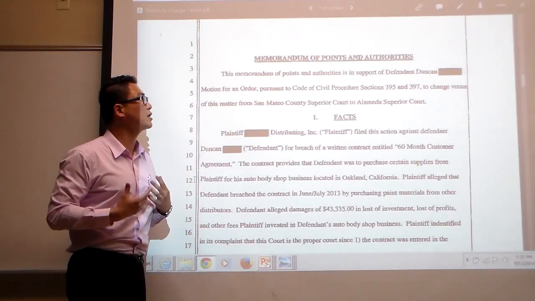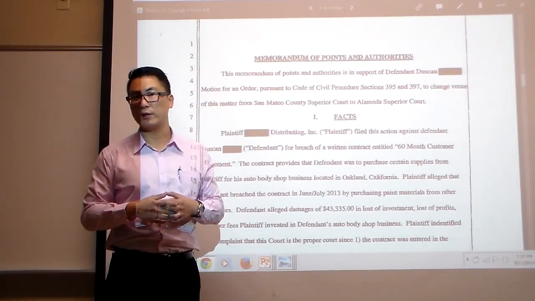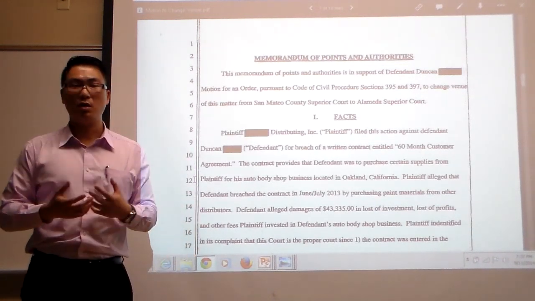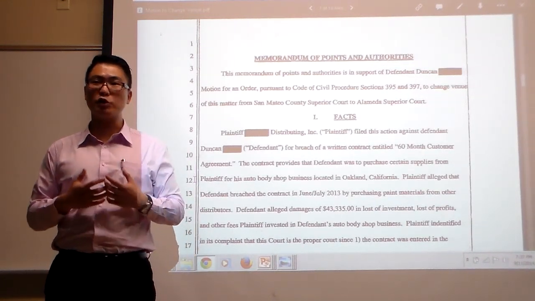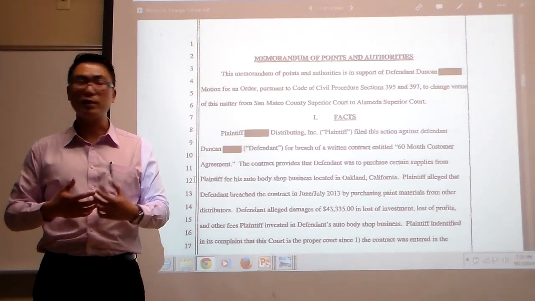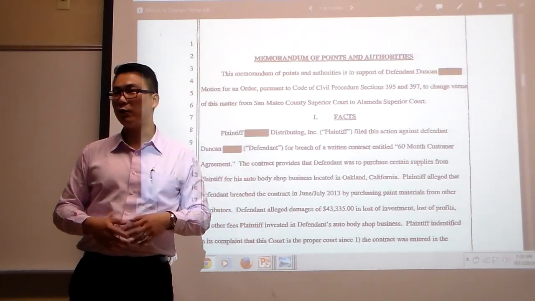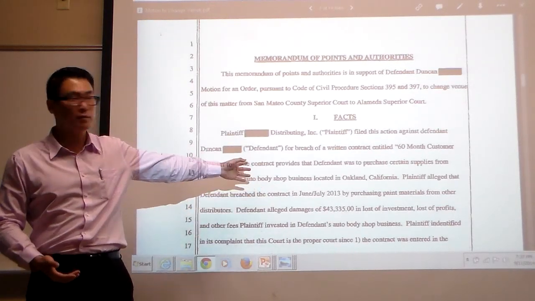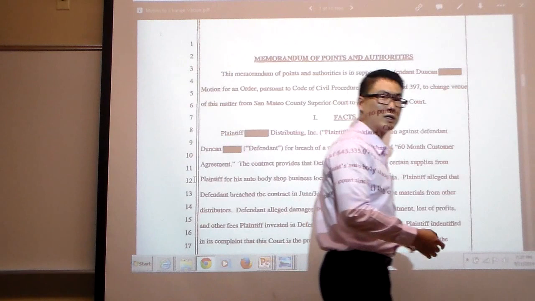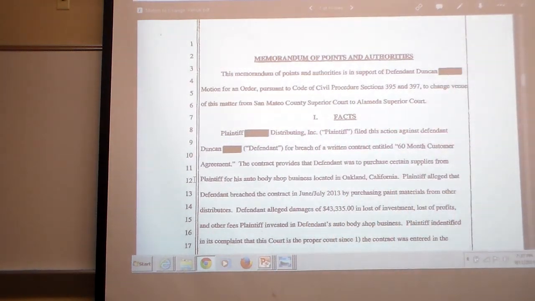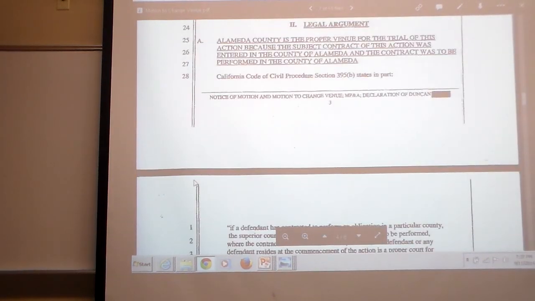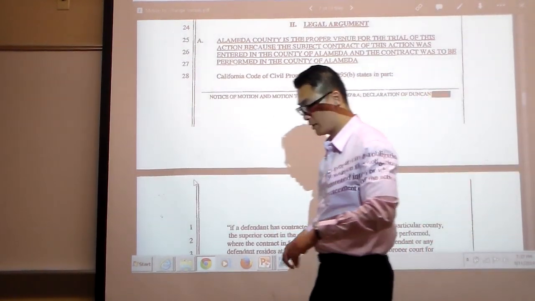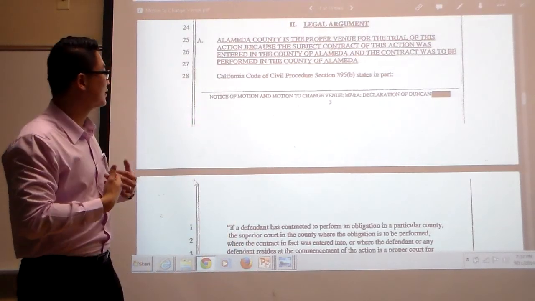And then I have the memorandum of points and authorities. This is where you cite the law. This is where you persuade the judge. And this is where you lay out everything for the other side to attack. Okay, this is my argument. So I go over the facts, what happened. And then I have my legal argument. Believe it or not, I drafted this.